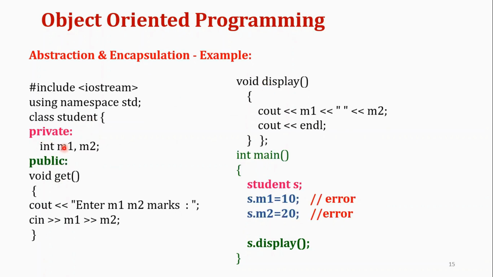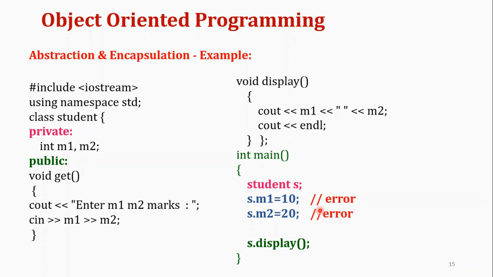It is the same program as in the previous one. I'm slightly modifying the access mode of M1 and M2 to private, with get and display as public. Even though S is an object of the class, S cannot access the private members outside the class. If you try to access s.m1 or s.m2 outside the class, it throws an error because they are declared private. But inside the class, get and display can access the members m1 and m2. See, m1 and m2 are used inside the get function, which is inside the class. Similarly, the display function uses m1 and m2, and it is also inside the class. If you try to access the private members outside the class, it will throw an error.